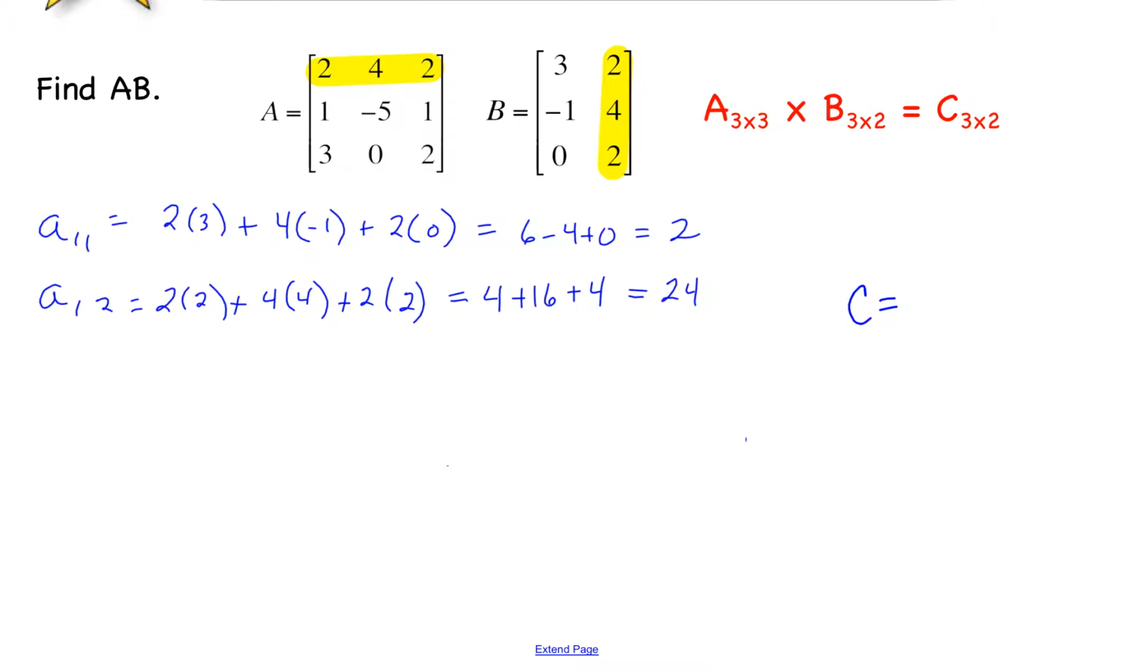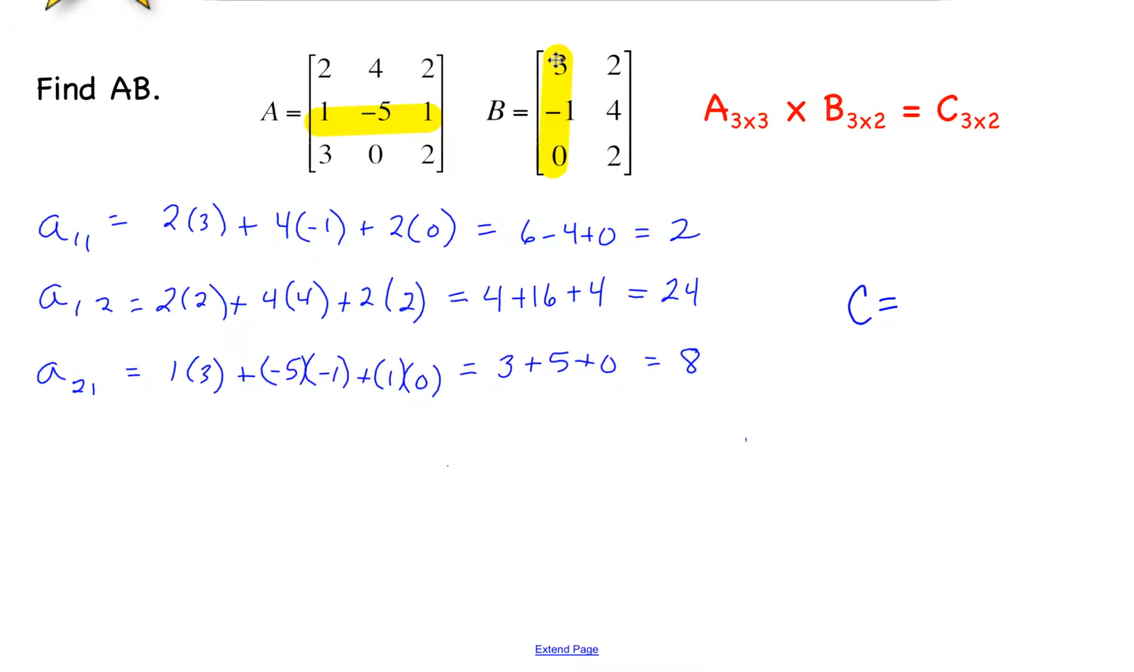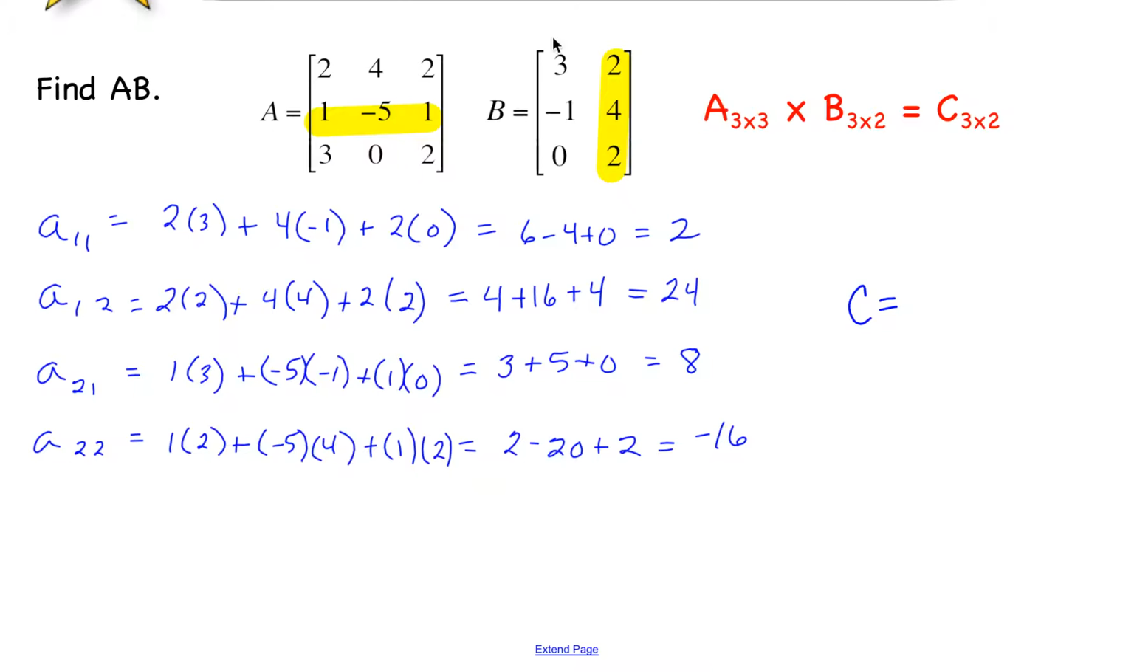So now we're going to go to row 2, column 1. Multiplying 1 times 3 plus negative 5 times negative 1 plus 1 times 0. Add those together, you get 8. Then we are going to move to row 2, column 2. So our element in row 2, column 2 is 1 times 2 plus negative 5 times 4 plus 1 times 2. Add the results, we get negative 16.